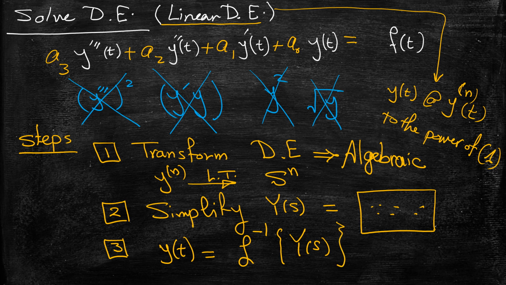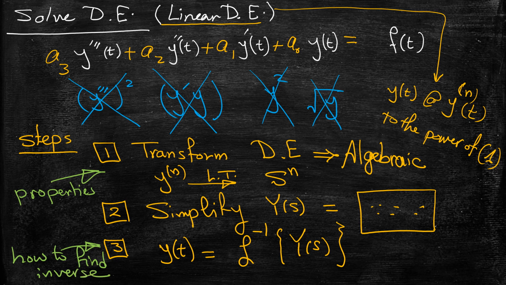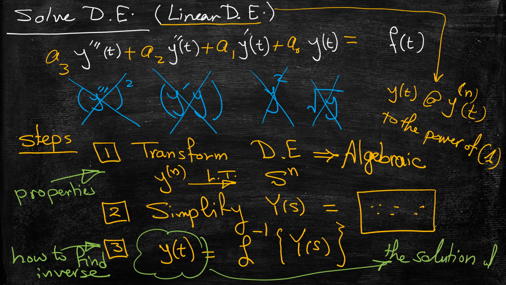Again, for this transformation we will be using the properties we discussed previously in videos number 1 and 2, and then we will end up needing the Laplace inverse, which we covered as how to find the inverse of the Laplace transform in video number 3. So moving together between the three steps, you will end up with this y(t), which is the solution of this differential equation.